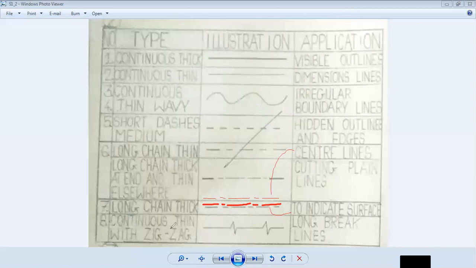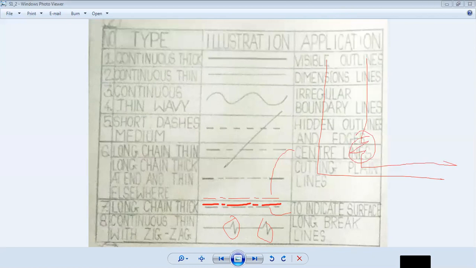Then we have the continuous thin line with zigzag. We generally use that in graph paper also. When your y-axis, for example, is too long, then how do we show it? We show it like this. Clear? Yes, sir. These are long break lines. So you need to prepare this table. Okay?